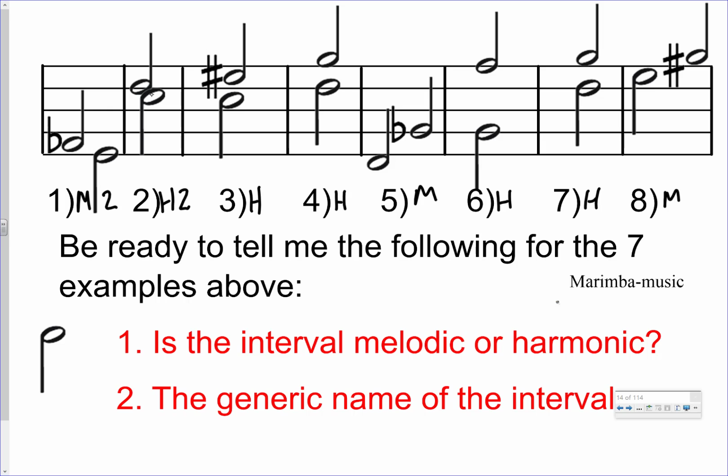Number 3 is a harmonic third. Number 4 is a harmonic fourth. Number 5 is a melodic fourth. Number 6 is a harmonic seventh. Number 7 is a harmonic fourth. Number 8 is a melodic third.